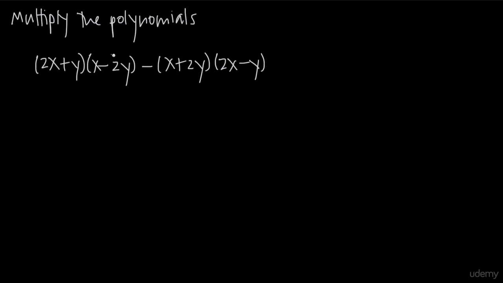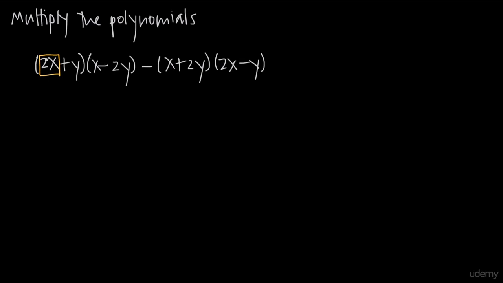We're multiplying those together. And then from that polynomial result, we're subtracting the product of these binomials, x plus 2y and 2x minus y. So first, let's multiply out. We're going to start with 2x here, the first term in our first binomial, and multiply it by every term in the second binomial. Remember, the goal here is just to multiply every term in one polynomial by every term in the other polynomial.